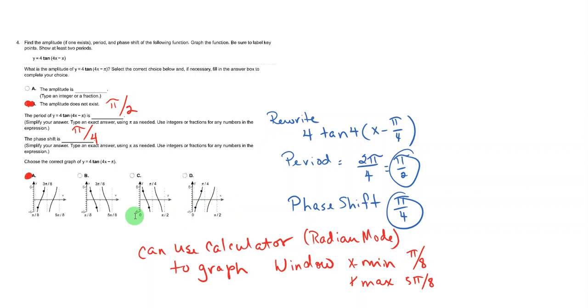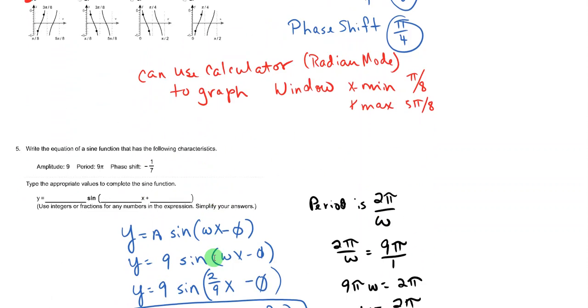On this, you are choosing the right graph. You can use your calculator, be in radian mode to graph it. And I would suggest using a window that matches this one. The X-min starts at pi over 8 and it goes to 5 pi over 8. Now I didn't look at this one, but that would give you enough room to see the pi over 2 one as well. And so we end up with this.